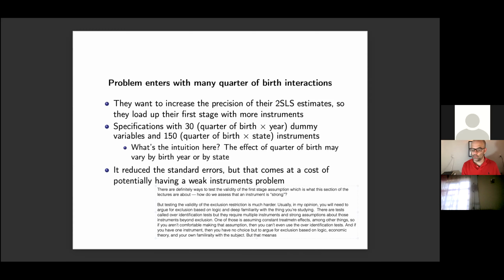That means you are also open to someone else using logic, economic theory, and their own familiarity with the subject to argue exclusion does not hold. And this can be very frustrating for you because you have to listen to these fools. I mean that kind of nicely, but it can be a little frustrating because they haven't spent nearly as much time studying it as you, but you know, it's free to offer a criticism.